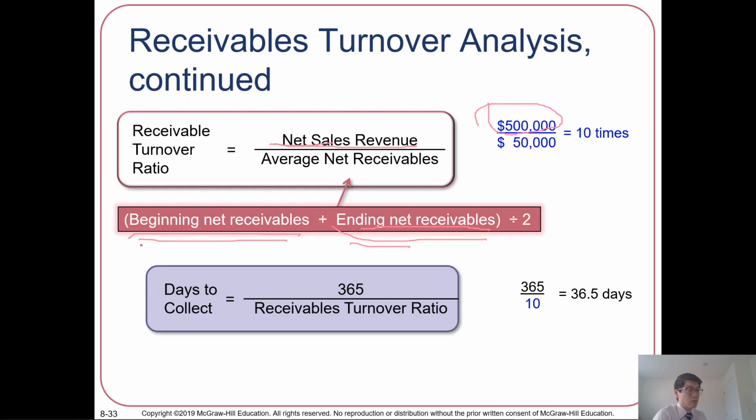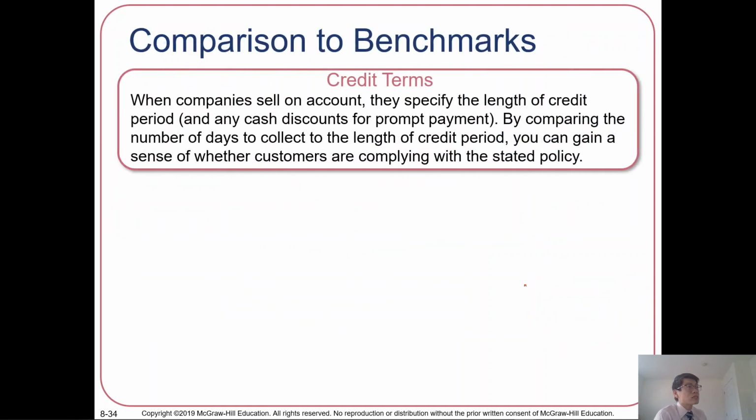Turnover is 10 times, and days to collect: there are 365 days divided by the receivable turnover ratio. It's very much similar to days to sale for inventory, and to the inventory turnover ratio. That's 36.5 days, which means that from the first day you create an accounts receivable, or sell on credit, it will take on average 36.5 days, probably about a month, to receive that receivable.